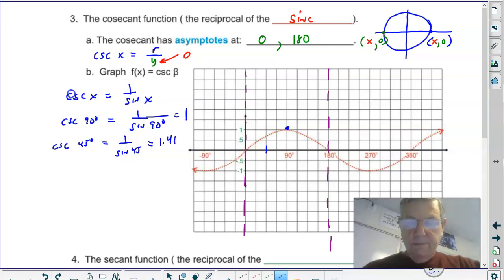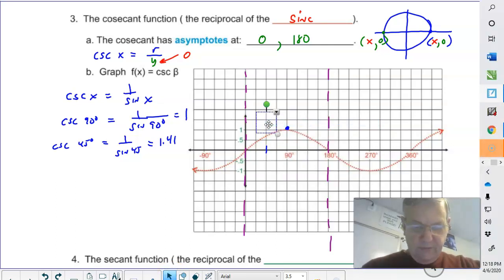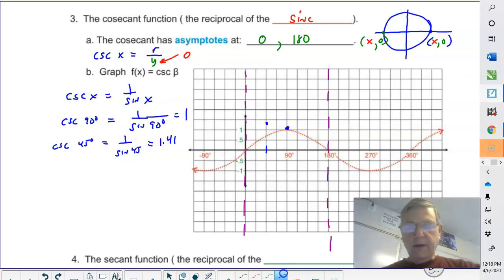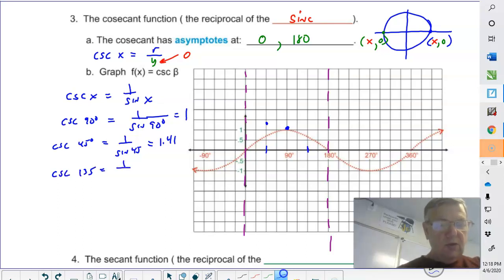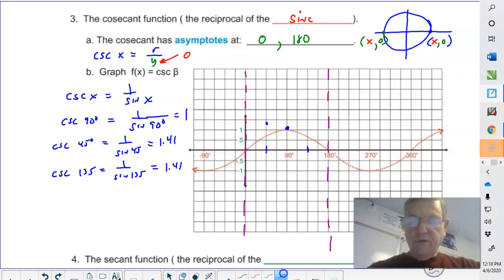So 1.41 is going to be somewhere, that should be a little lower here. Let me see if I can move it down a little bit. Boy, I'm not very responsive here. I'll just put it in again, right about there. Good enough. Okay, and I'm going to do cosecant of 135. That's that value right there. So that's going to be 1 over the sine of 135. And if you catch on, it's symmetrical. That's 1.41 again.